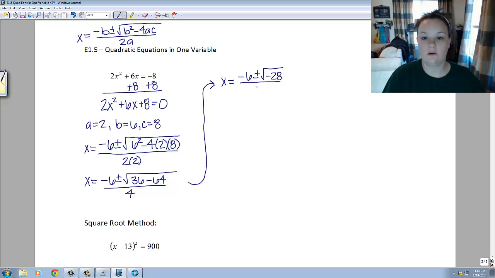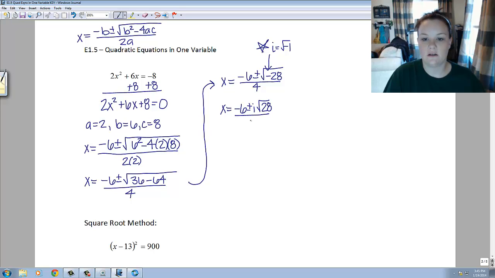So again, just like before, I'm going to simplify the square root of negative 28. But before I do that, I want to take out the i. Remember, i is equal to the square root of negative 1. So I have x is equal to negative 6 plus or minus i square root of 28 all over 4.